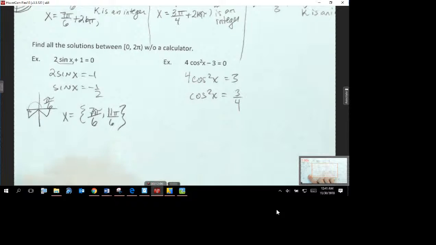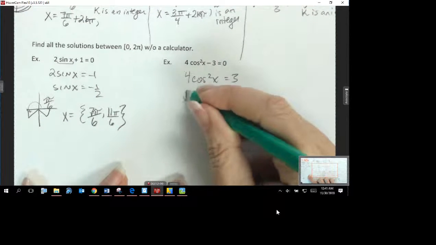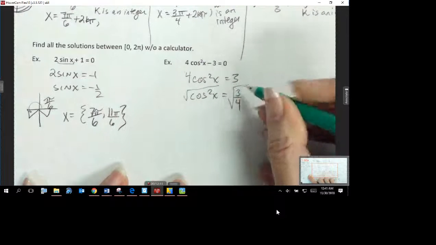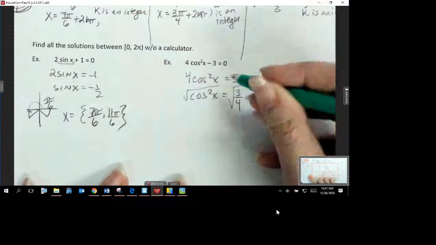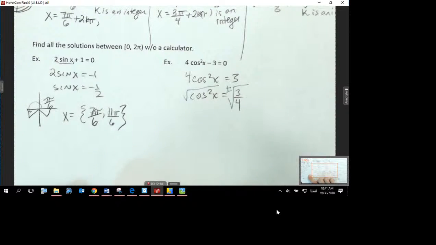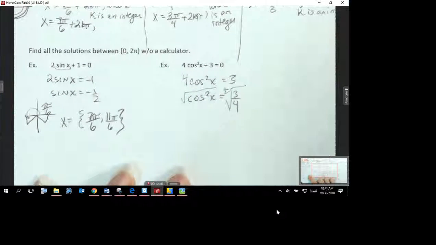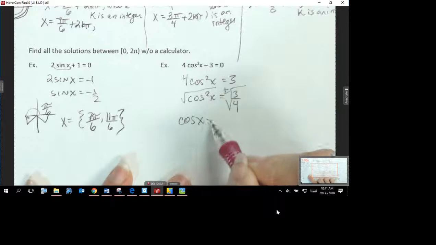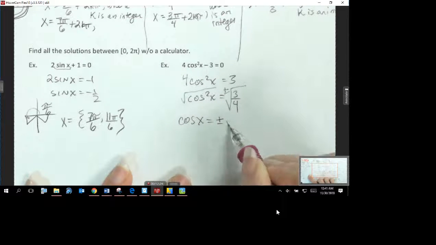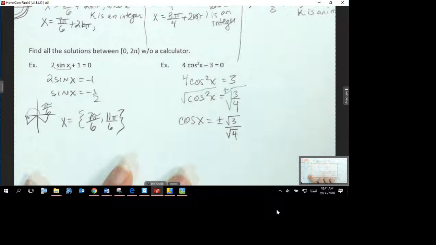what else do I have to do? No, not yet. But something else. When I square root, I'll put something there. Come on. Plus or minus. Yeah. I knew you knew it. So when we put that plus minus in there, we're going to have cosine x equals plus or minus the square root of 3, over the square root of 4.